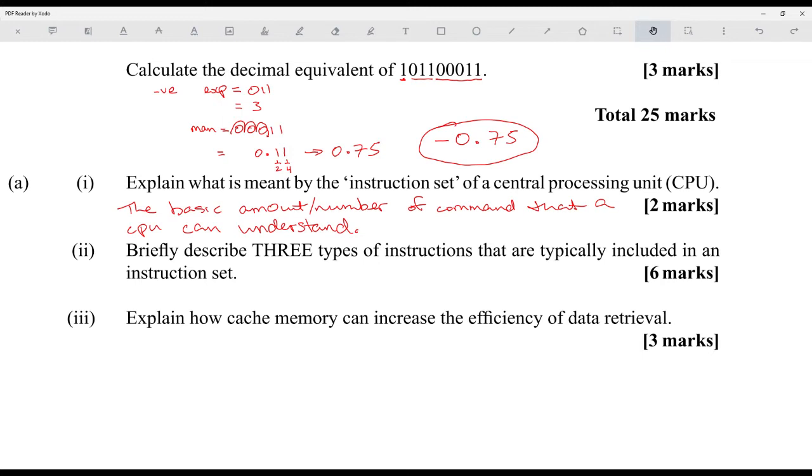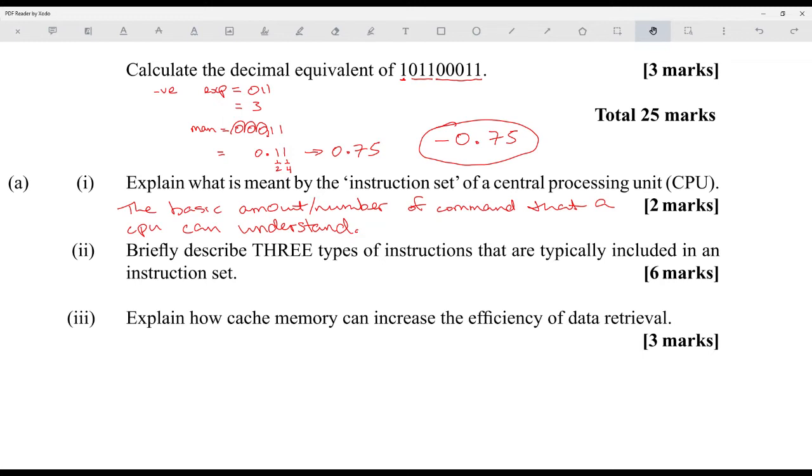Basic number of commands and understand, that'll be the 2 marks there. Briefly describe 3 types of instructions that are typically included in an instruction set. Somehow I feel like we did this question already. This was in our previous past paper.